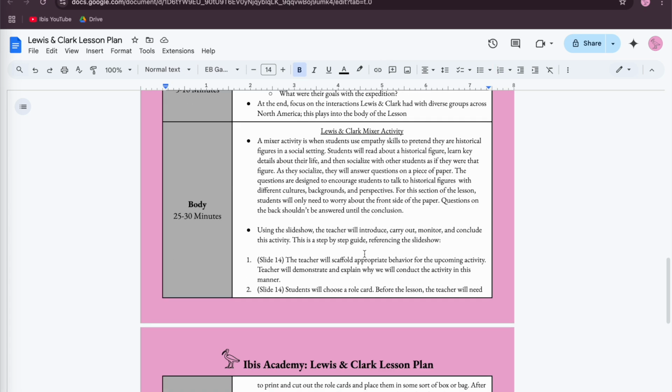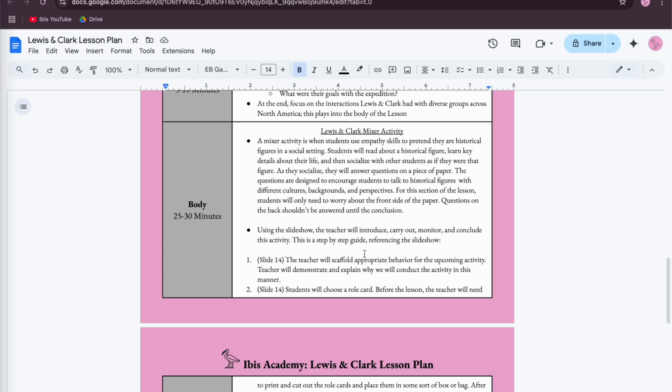As this is going on, beforehand, teachers, it's a good idea to scaffold appropriate behavior. It's a good idea to take a student, bring them up front in class, and really talk about the appropriate behaviors when interacting with one another. This might be more of an issue depending on the grade level, but you should be focusing on staying in character.